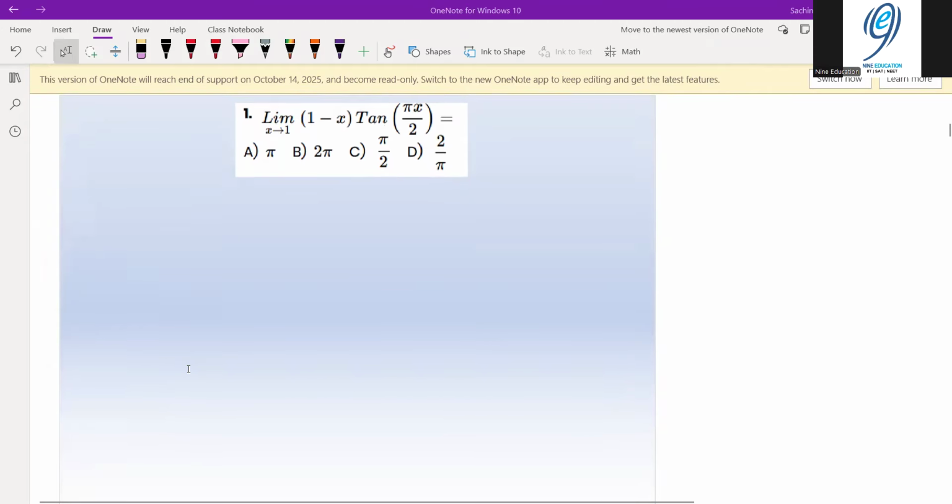So let's look at the first question. Limit x tends to 1 of (1 minus x) times tan of pi x by 2. So you can observe that this limit is of the form 0 times infinity.